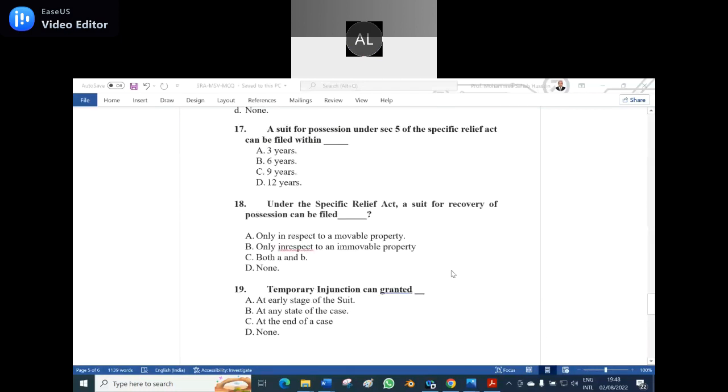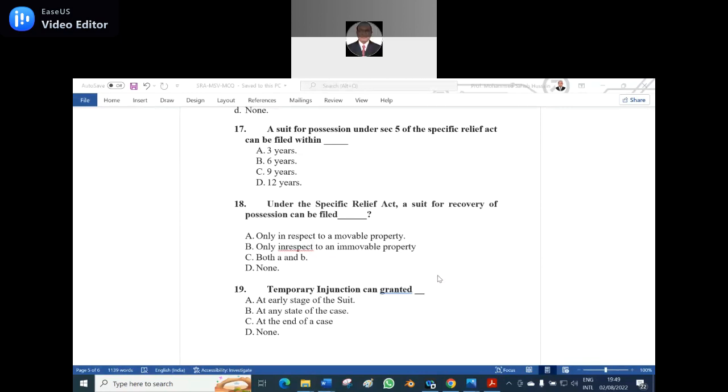18th question. Under the Act, a suit for possession can be filed. Option A, in respect of any property. Option B, only in respect of an immovable property. Option C, both. Option D, none. Option B is the correct answer.